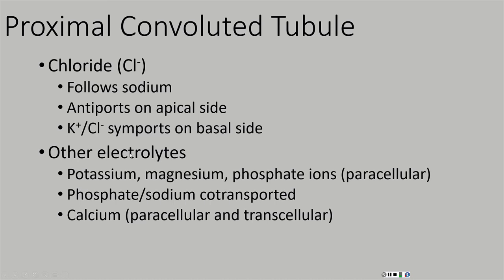We also have other electrolytes that are being reabsorbed: potassium, magnesium, phosphate, through the paracellular pathway. So they are going between cells in addition to what we saw going through the cells already.